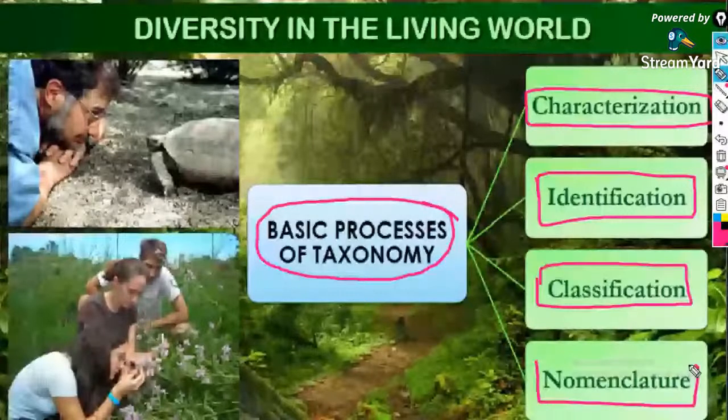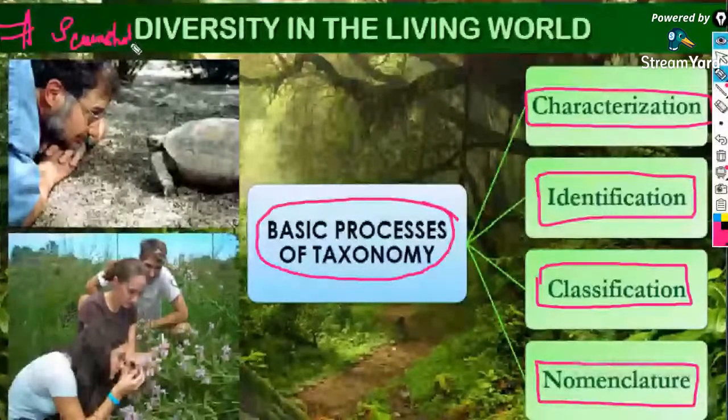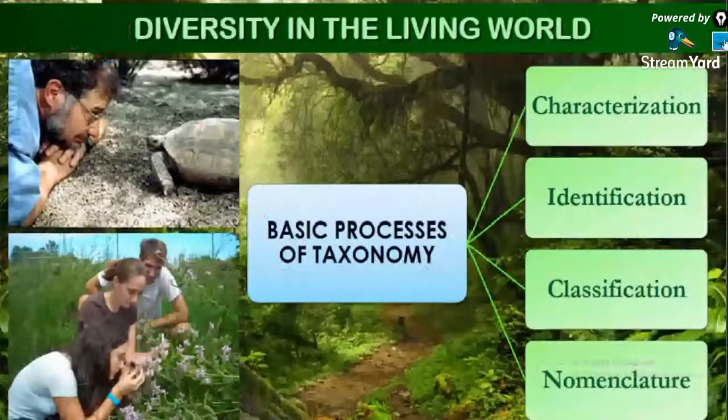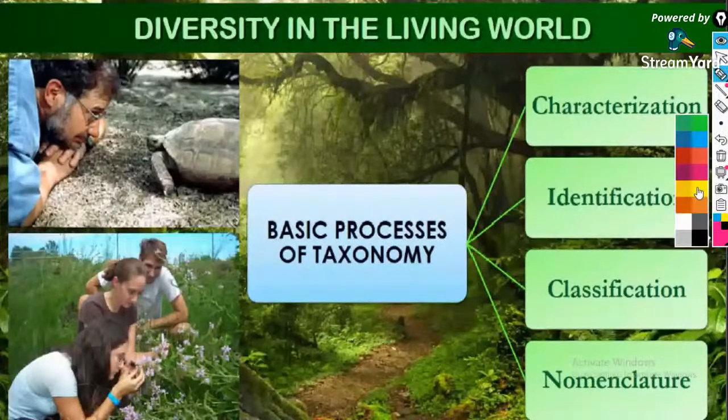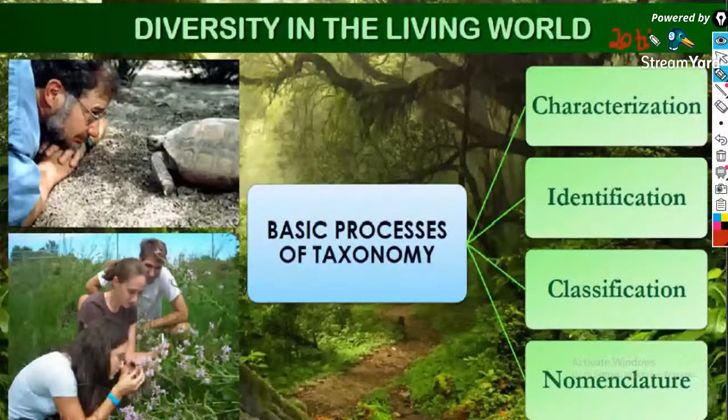Guys, please take a screenshot of this slide and save it in your mobile phone or whatever device you use, because this is very important. The basic processes of taxonomy are characterization, identification, classification, and nomenclature. This is a question repeated at least 20 times: identify the following, or arrange the following in the correct order of the basic processes of taxonomy.